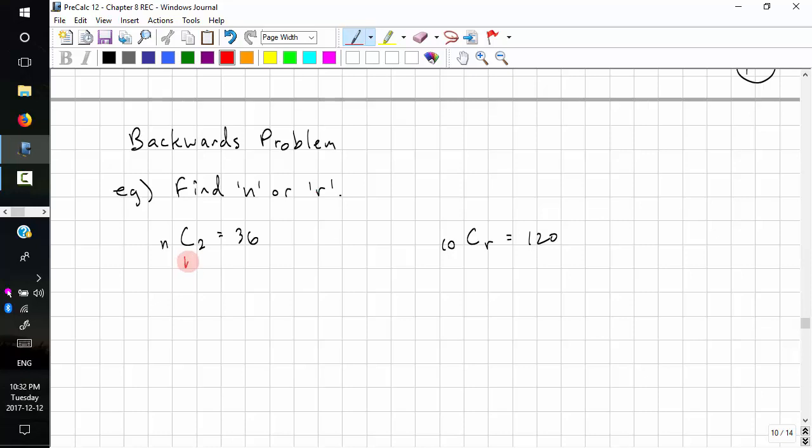So we have n factorial over (n minus 2) factorial times 2 factorial equals 36. So we can simplify this side to n times (n minus 1), because we know (n minus 2) factorial will cancel out. 36 times 2 is 72. We need two consecutive numbers that multiply to 72.